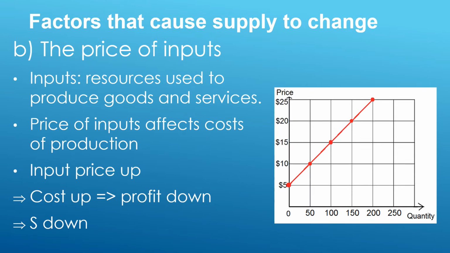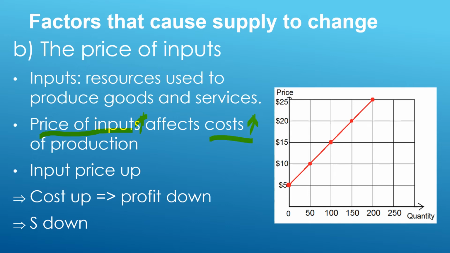Another factor that causes supply to change is the price of inputs. Inputs refers to resources that are used to produce goods and services. So the price of input affects the cost of production. If the price of input goes up, it means it costs more to produce.